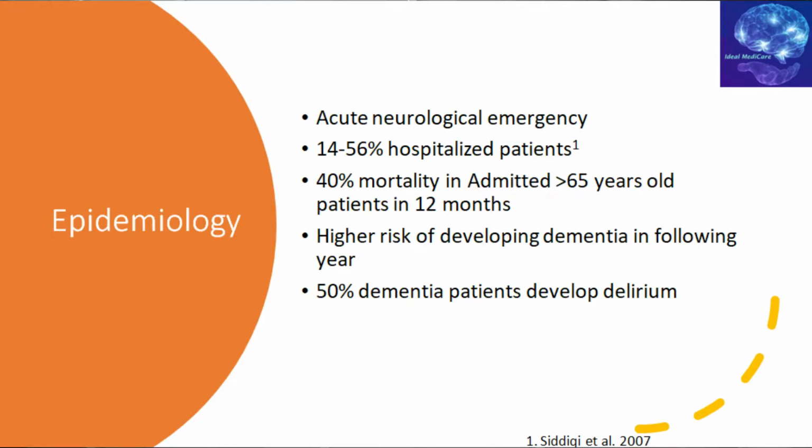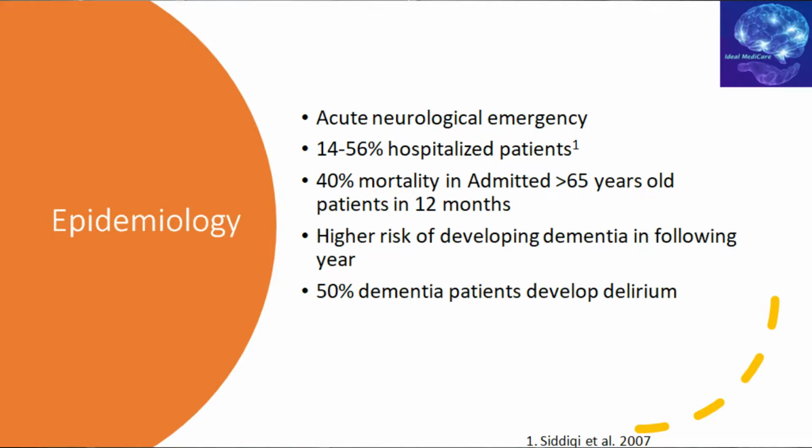So why is this topic important? It's an acute neurological emergency. Almost 10 to 15% of the patients who present in any emergency department have delirium at the time of presentation. Almost 14 to 56% of the hospitalized patients who are not ICU patients develop delirium in the hospital. So a good number of the patient population, based on the population studied, was noted to have delirium during the hospital course. And more importantly, 40% mortality was noted in patients who were more than 65 years old in 12 months' time. So that's why it is so important to discuss this topic.